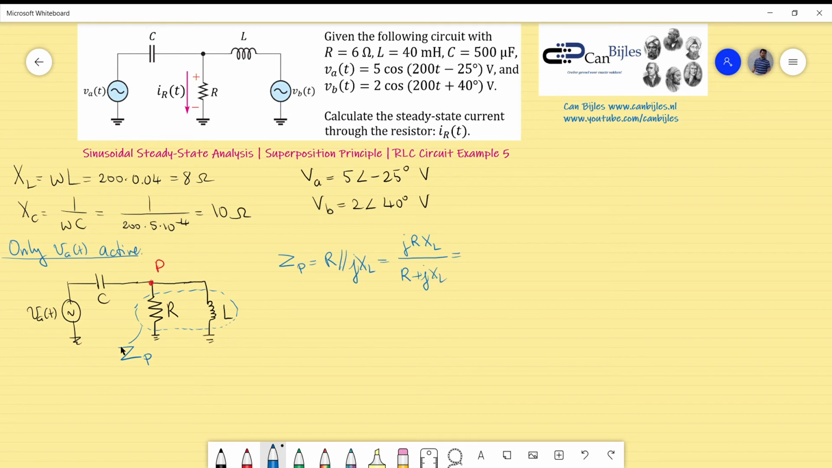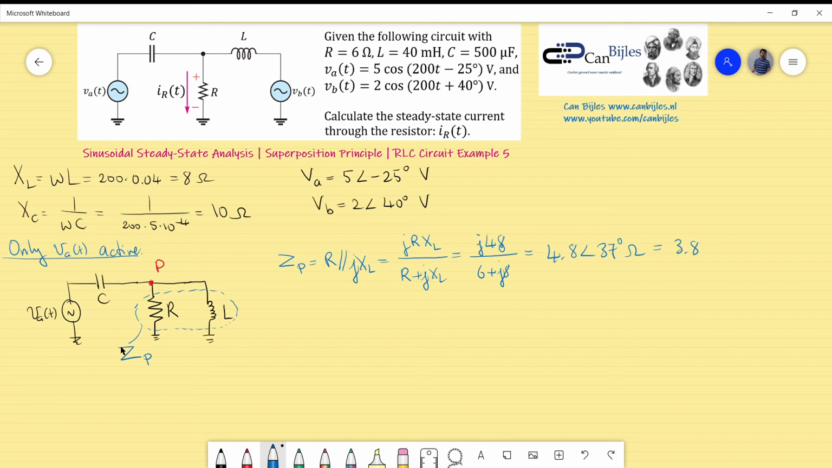If you now substitute the values we have given, R is 6, X of L is 8, you will have J48 divided by 6 plus J8. If you now calculate this out, you will have in the polar representation 4.8 phase 37 degrees in ohms.